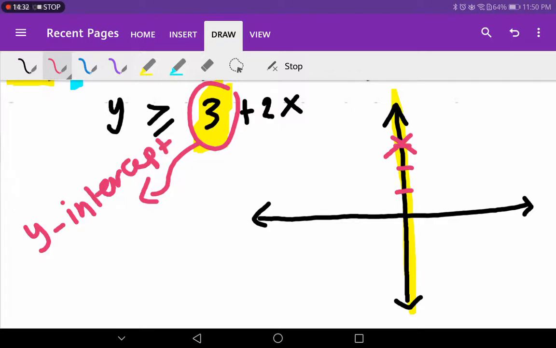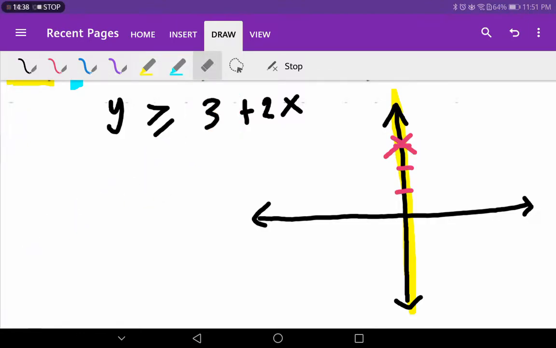Okay, it is not Inter Milan, it is intercept, my dear student. I'm done with this part. Now I move to the slope, or the coefficient of x, which is 2, and I know any whole number is over 1. So I will rise 2 and move to the right 1.